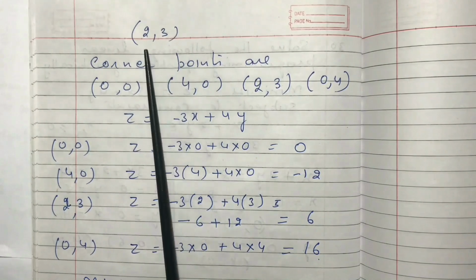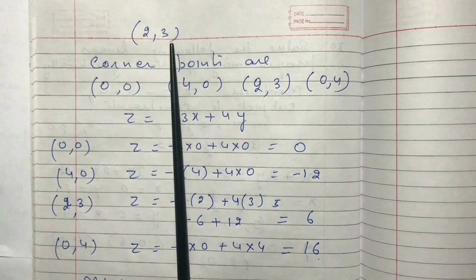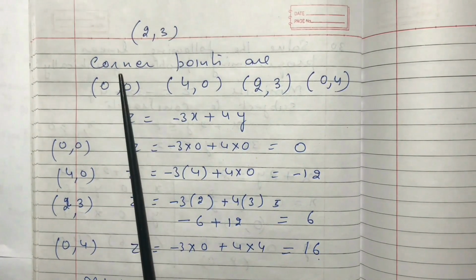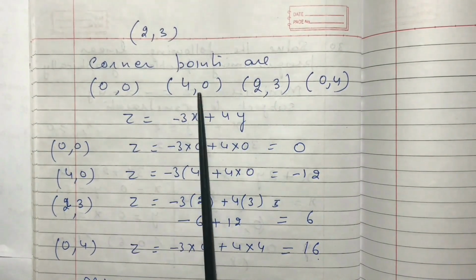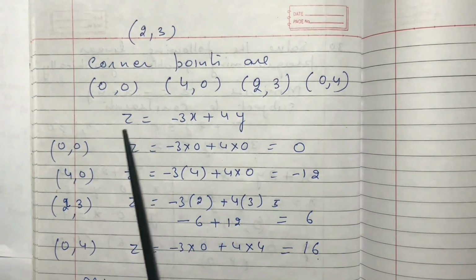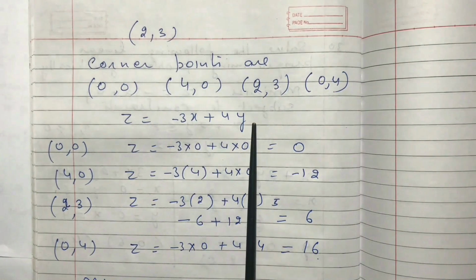So (2, 3) is the intersecting point. So the corner points are this, this, this and this. Corner points are (0, 0), (4, 0), (2, 3) and (0, 4). Z is equal to -3x + 4y.